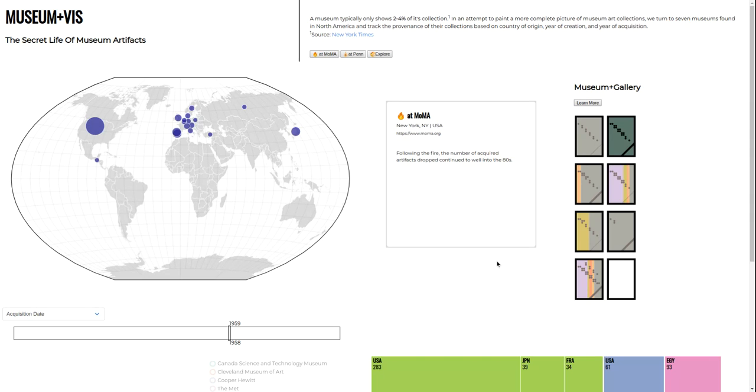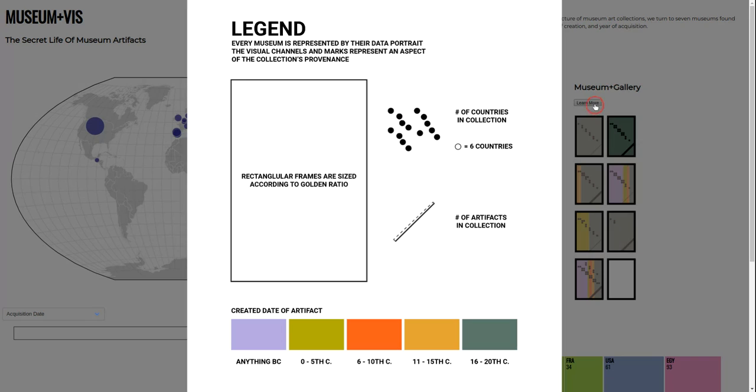In addition to the curated stories, you can use the gallery to explore museums individually. These portraits were generated to reflect the overall composition of the museum's art collection and provide a snapshot of the diversity and breadth of the artifacts.